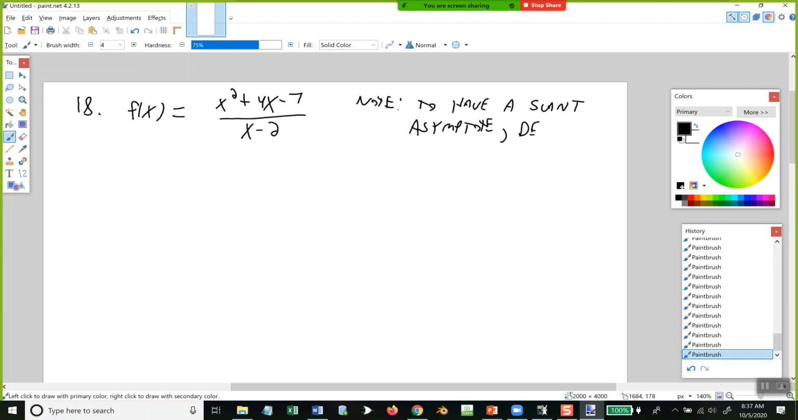The degree of the top must be one larger than the bottom. So the degree of the top must be one larger than the bottom. As I look at this example here, the degree of the top is 2, degree of the bottom is 1. So the degree of the top is exactly one larger than the bottom. So we have a slant asymptote. I said we use long division.